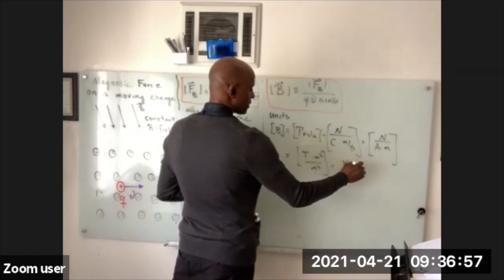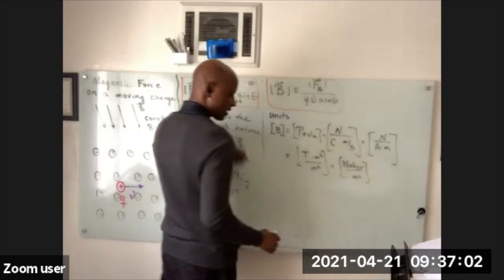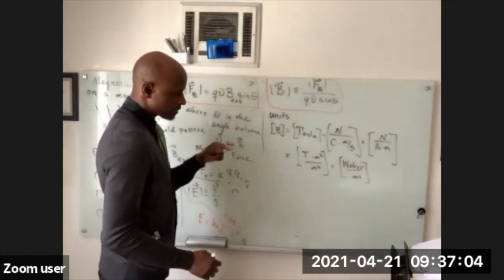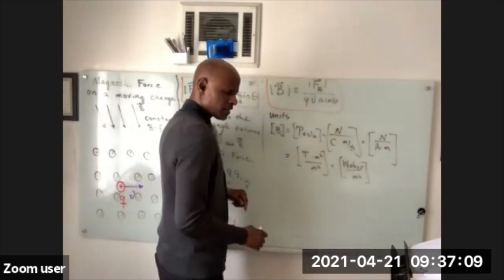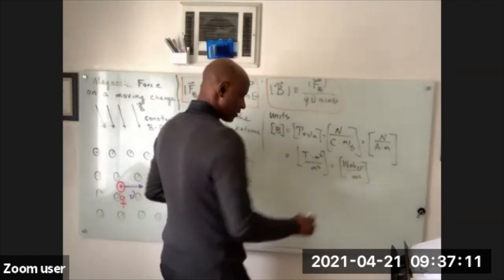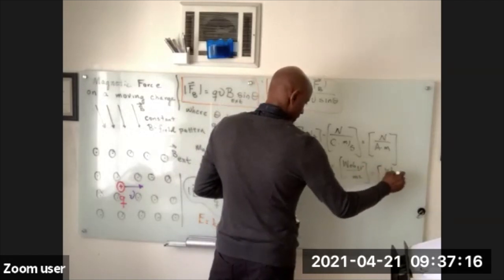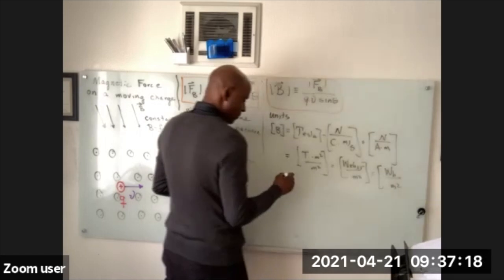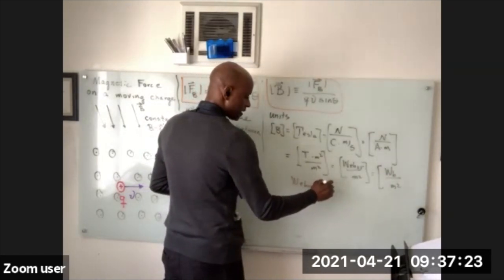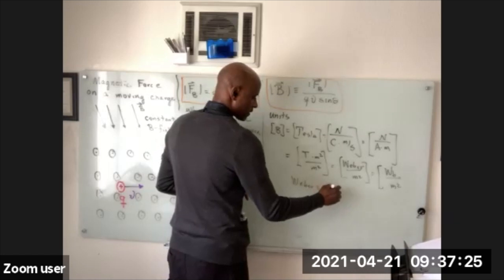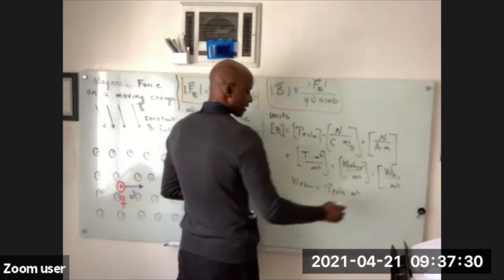Weber, W-E-B-E-R, per meter squared, where a Weber is equal to a Tesla times meter squared. Its symbol is Wb. And it's a unit for magnetic flux.